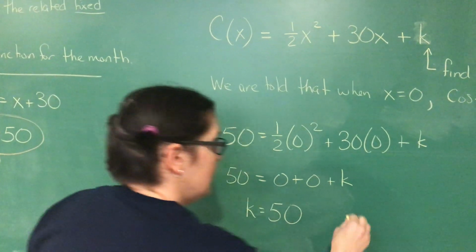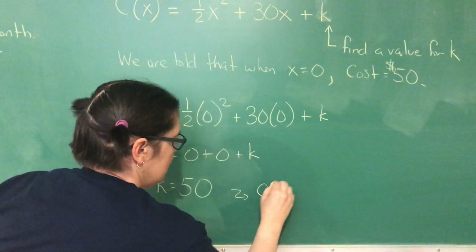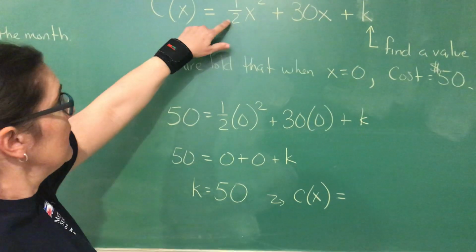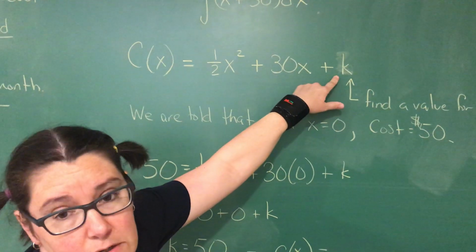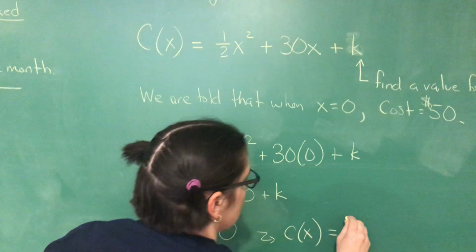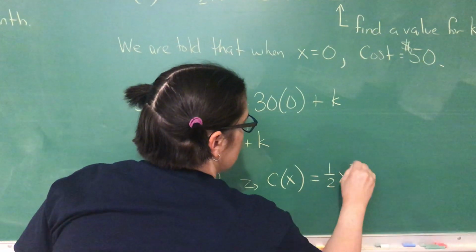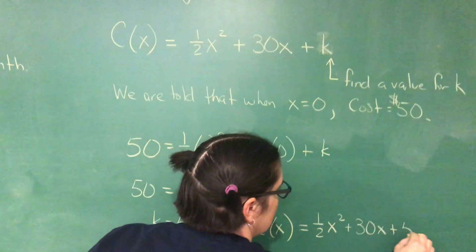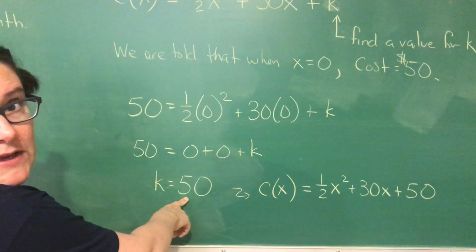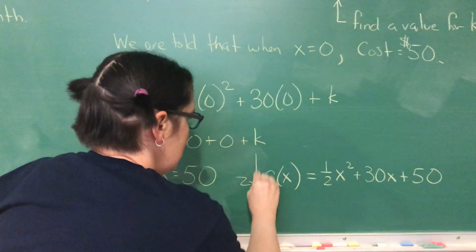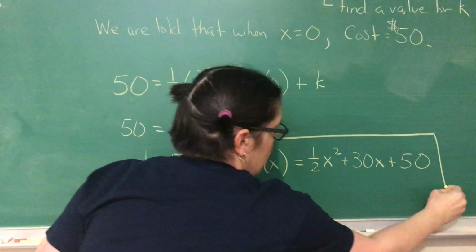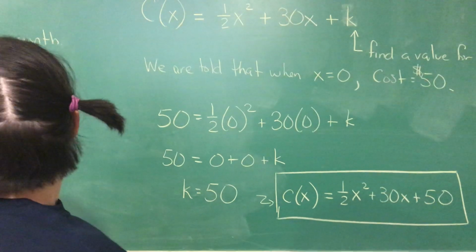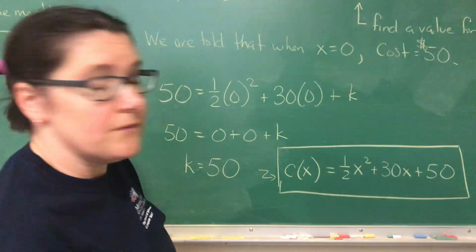And so that information tells me that my total cost function is this guy up here, but now I know what the k value is. So our total cost function is 1/2 x squared plus 30x plus, we found out that k was 50, so plus 50. And so now we have come up with our total cost function. Okay. So we've answered the question, which was find the total cost function for the month.